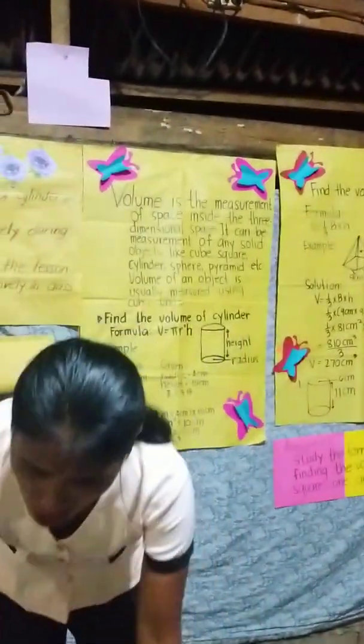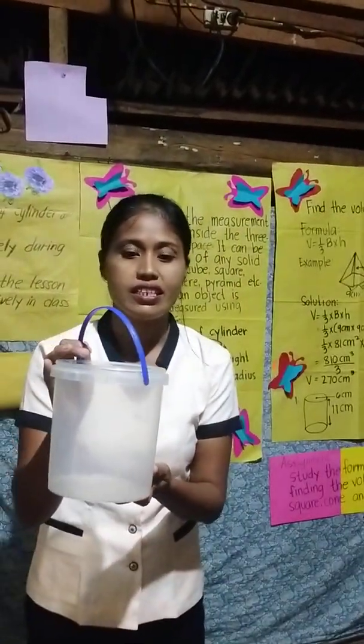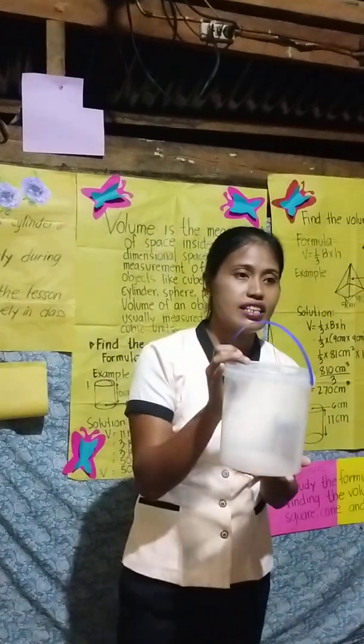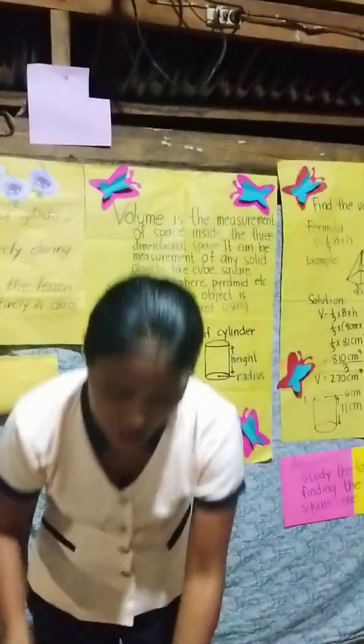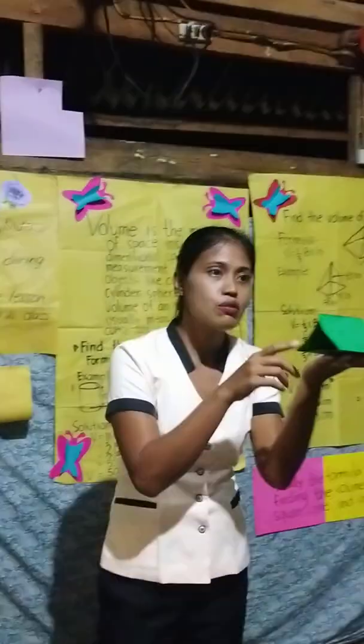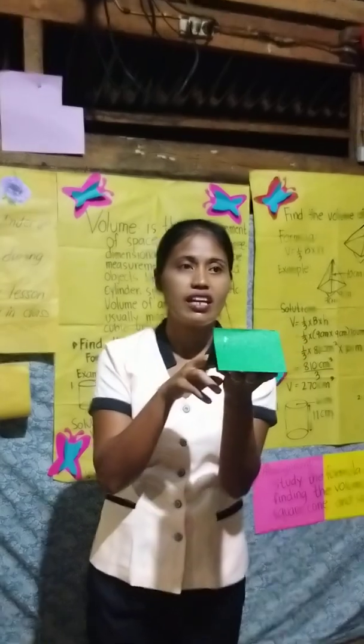What do you think, class, is the shape of this thing? Kenneth? Yes, it is a cylinder. And this one, class, what do you think is the shape of this one? Okay, Tricia. Okay, this is a pyramid.